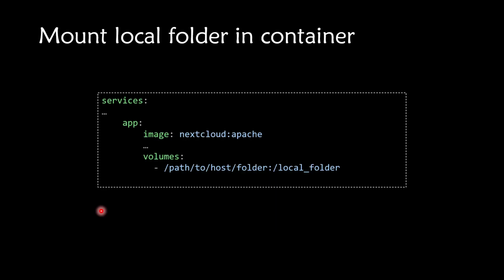This is how it's done in a Docker Compose. You have services, and in that services you mention the containers. The app container is a Nextcloud container, and in the volume section you can give the path to the folder which you want to mount into the Nextcloud and say what is the name of that mount. So this way you have mounted the local folder to the Nextcloud in the location /local folder.